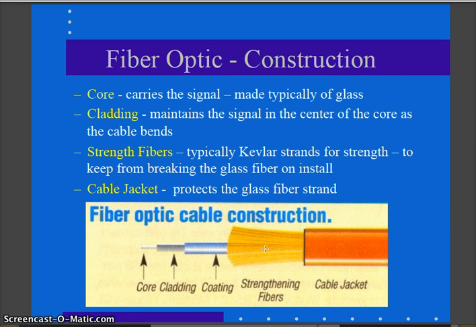As I'm installing the fiber, I'm giving it a little bit of rigidity as I go to try to pull in the fiber. It's giving me some strength so I don't break the glass inside. These are typically Kevlar strands for strength. As I cut that away, I'm now going to find the actual glass stub. Now, the glass stub itself is about the size of a human hair.